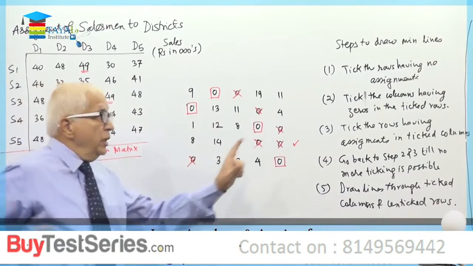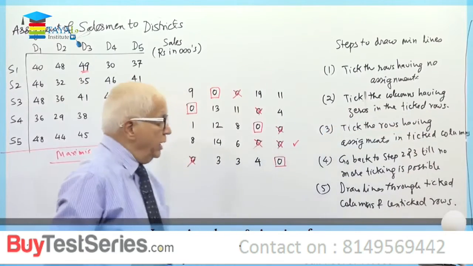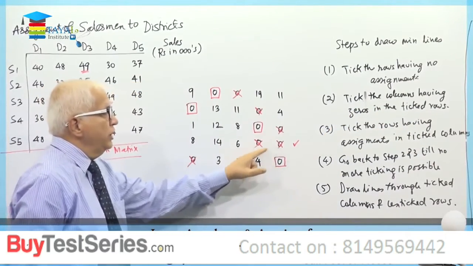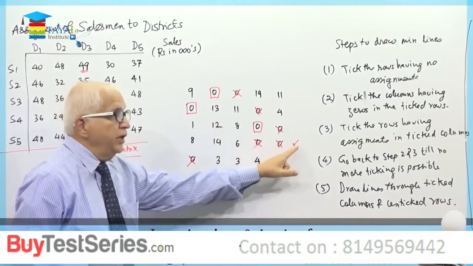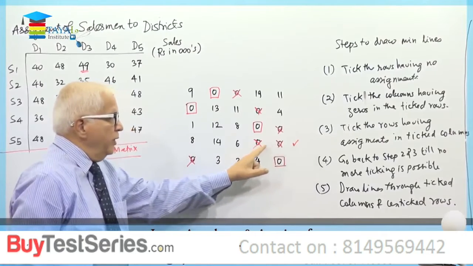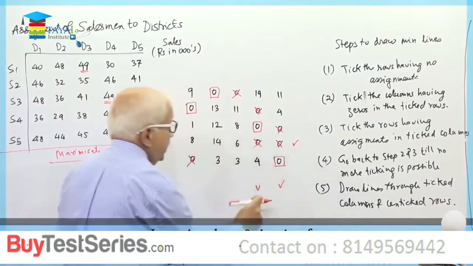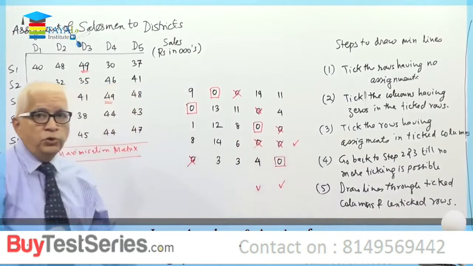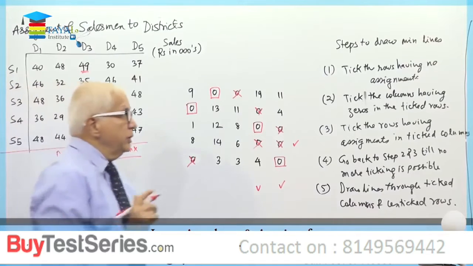Step number 2. Tick the columns having zeros in the ticked rows. Okay. Are there zeros in the ticked rows? Obviously there will be zeros in the ticked rows. There are 2 zeros in the ticked rows. Tick the columns which have zeros in the ticked row. This is the ticked row. I am looking at only the ticked row now. In the ticked row, whatever are the zeros, these are 2 zeros. So tick these 2 columns which have zeros in the ticked row. So 2 columns got ticked. So I did this.